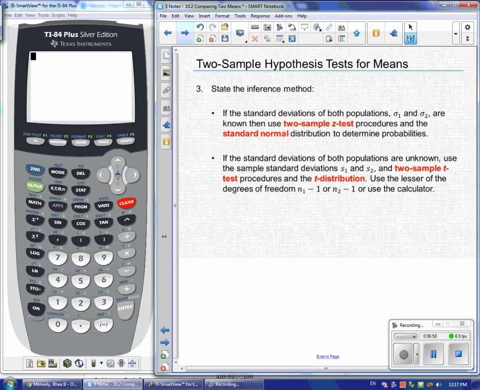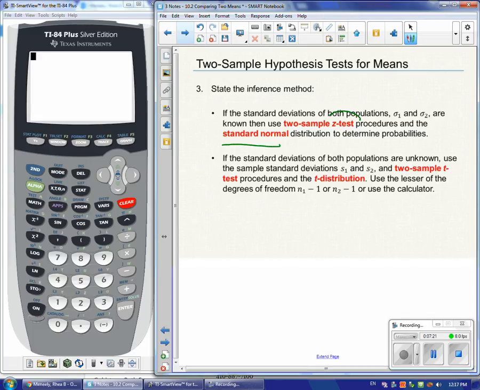Okay. The third step would be the mechanics of the problem, and obviously you need to determine which distribution you're going to be using. Just like before with means, we can use a Z distribution or a T distribution, and it's going to depend completely on whether or not the standard deviations of the populations are known. So we use a standard normal distribution or a Z-test if the population standard deviations are given to you. So you're always going to have a standard deviation to work with, whether or not it's coming from the population or the sample will determine which test you use. So if it's coming from the population, you want to make sure you use a Z-test.